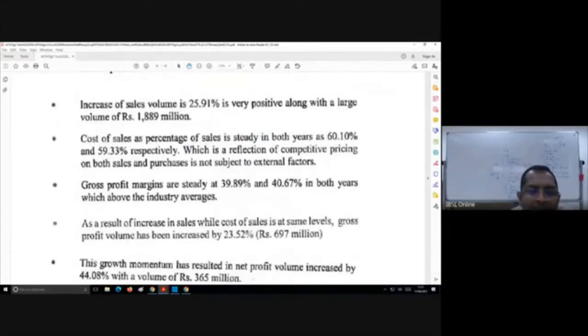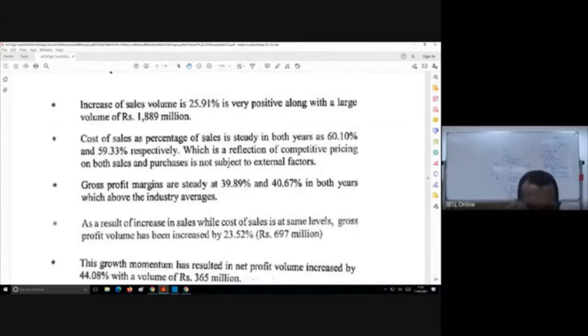Cost of sales as a percentage of sales is steady in both years. One year it is 60, next year it is 59. So it is almost the same. That means there is no bigger increase in cost.